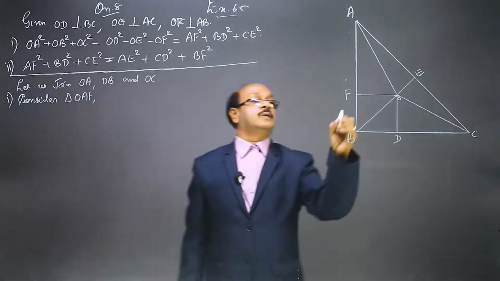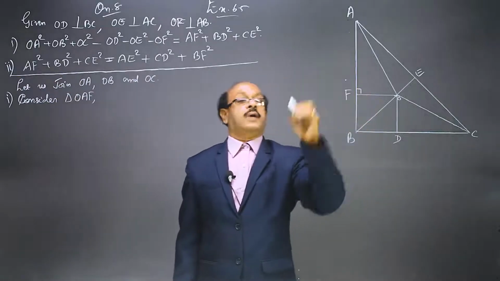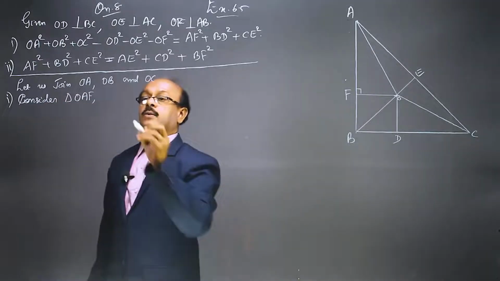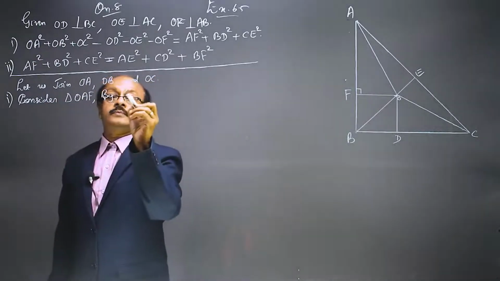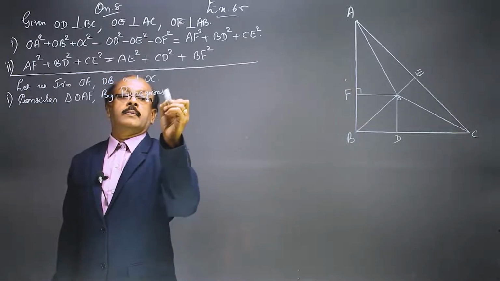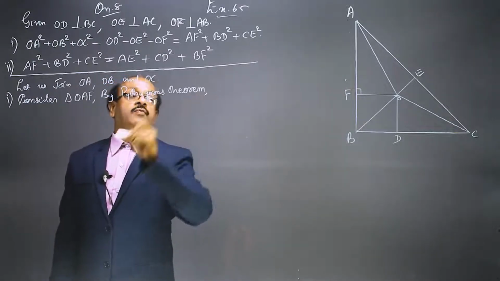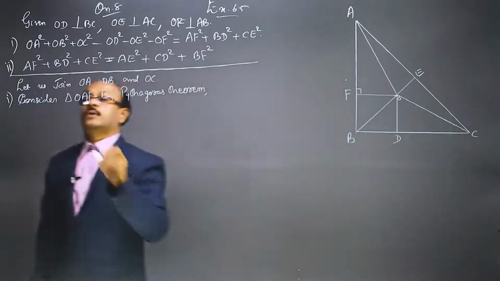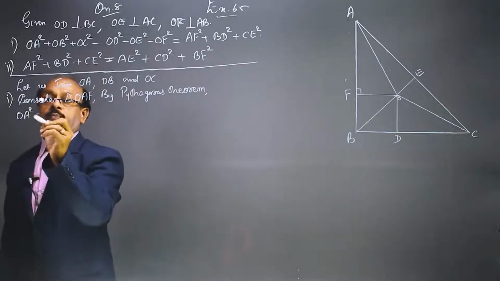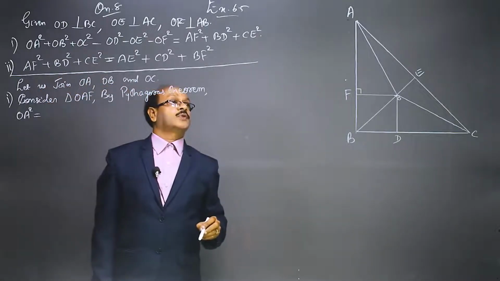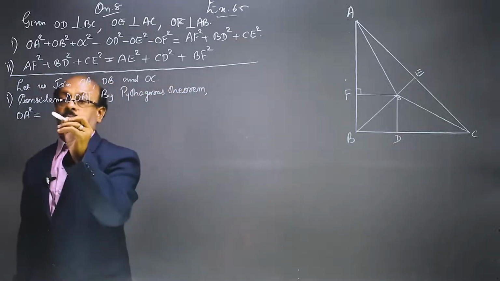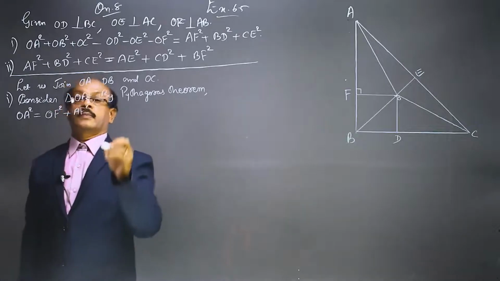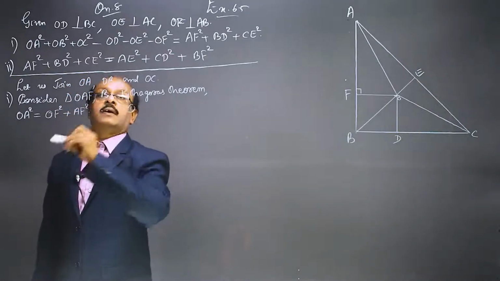Here this angle is 90 degree, therefore OA is the hypotenuse. Therefore by Pythagoras theorem, we have hypotenuse square, that means OA square is equal to OF square plus AF square. Let it be equation number 1.